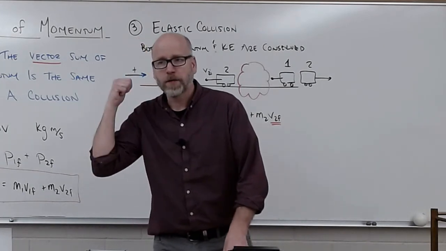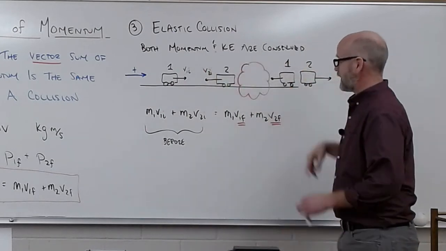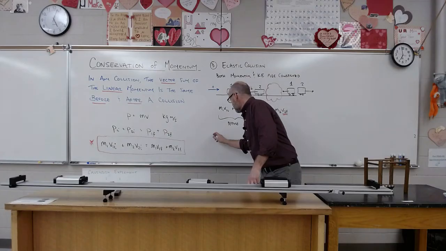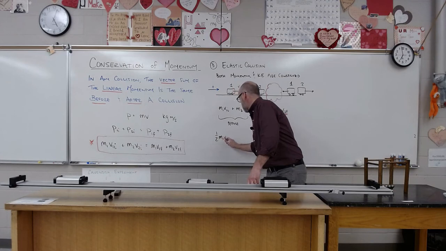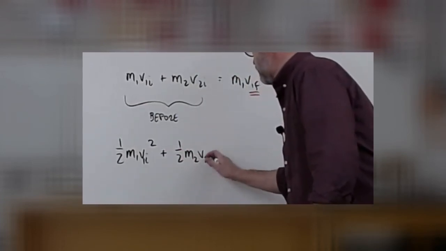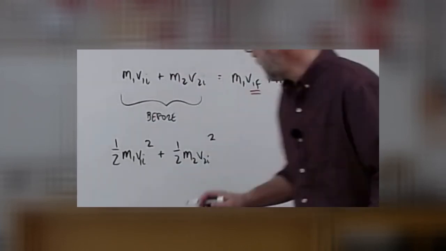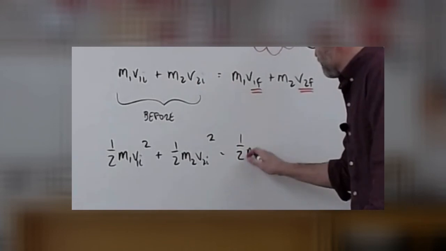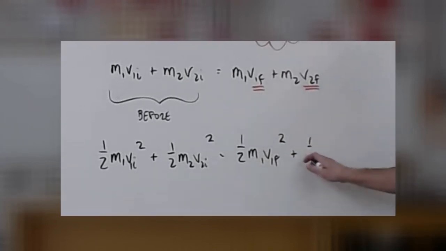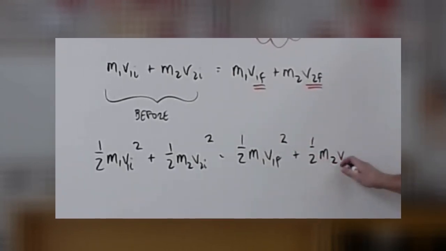Now, look behind me. It says both momentum and kinetic energy are conserved. So I'm going to go ahead and write out the kinetic energy of the system initially. 1/2 m1 v1 initial squared. Now we're doing some physics. Look at all those subscripts. Plus 1/2 m2 v2 initial squared equals 1/2 m1 v1 final squared plus 1/2 m2 v2 final squared.